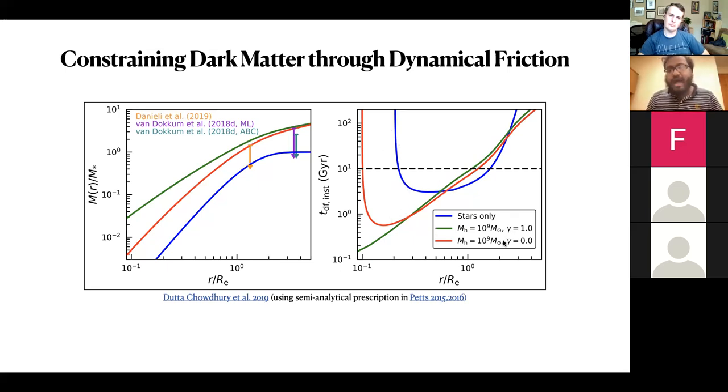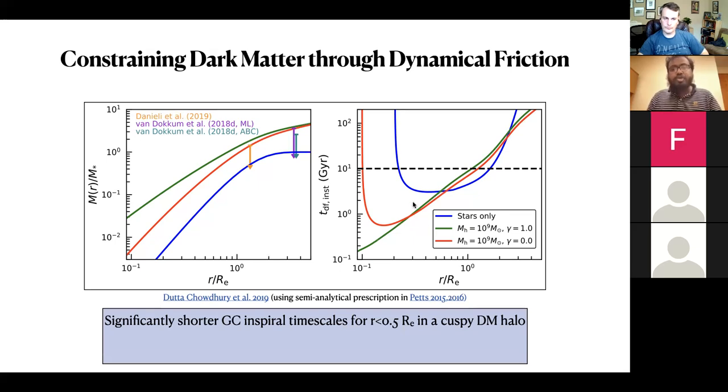And finally, if you have a core dark matter halo, a core dark matter halo can also cause stalling, and that will depend upon what the core size is. In this particular case, the core size that we had was a bit smaller than the stellar core, and therefore we see stalling at a smaller radius.